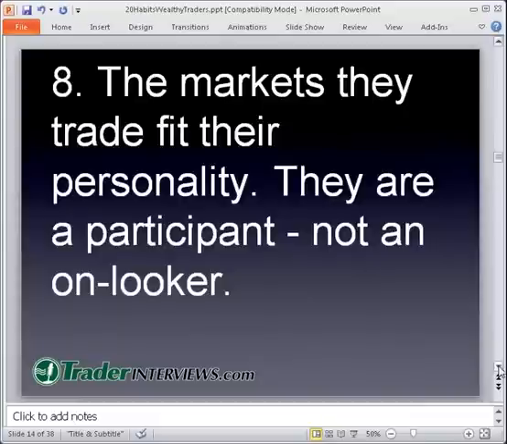All right, number 8. The markets they trade fit their personality. They are a participant, not an onlooker. So you hear that a lot, I guess, that you need to find a market that fits your personality. But I have a little twist on that, and I think it's not really that so much as it is they get to the point where they feel like they are participating in the market, like they're almost in the trading pit with everybody else. And I think there's a point where you start to feel like that as an experienced trader. Newer traders, and I feel like I'm more like an onlooker, like I'm an outsider trying to get a couple of trades in that I can make money on.